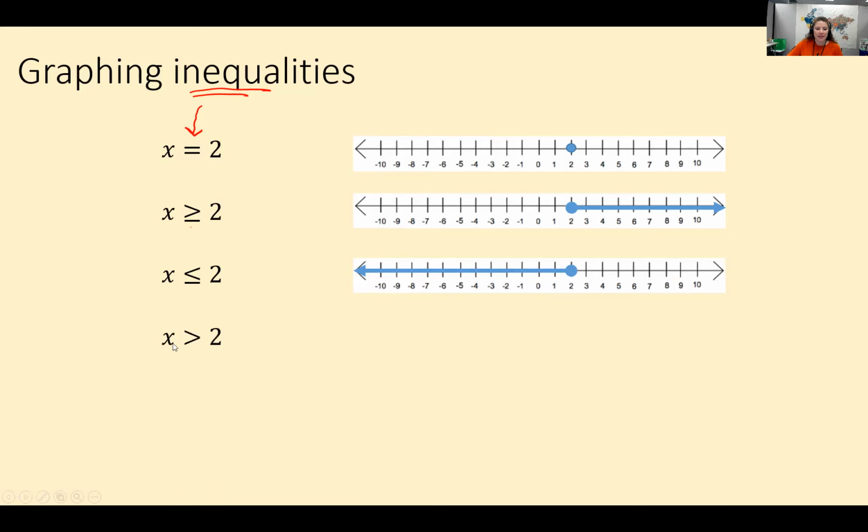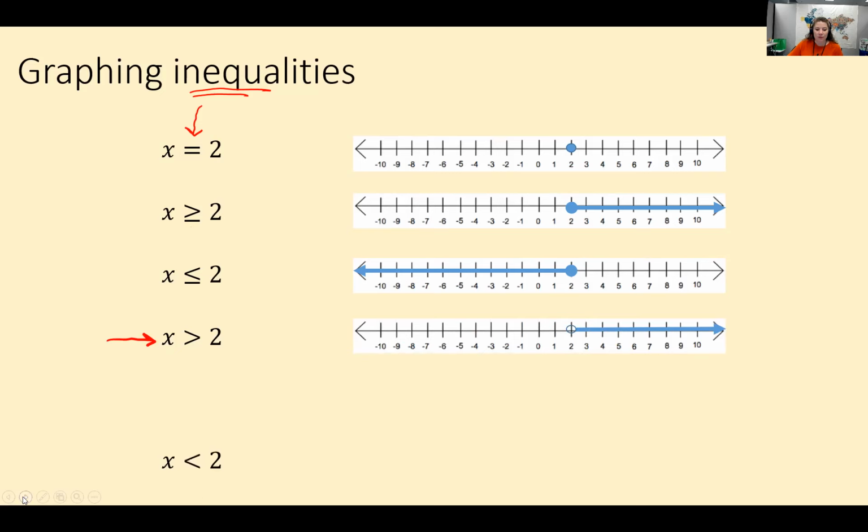The next one says x is greater than 2. So x couldn't be equal to 2 this time. It's going to be any number greater than 2. For example, 2.1, 2.5, 3, 10, so on and so forth. So notice how this is graphed. We put an open circle at 2 because it doesn't say or equal to 2, correct? So we start at 2, but we're going to fill in to the right of 2 on a number line to show that x could be any number greater than 2.